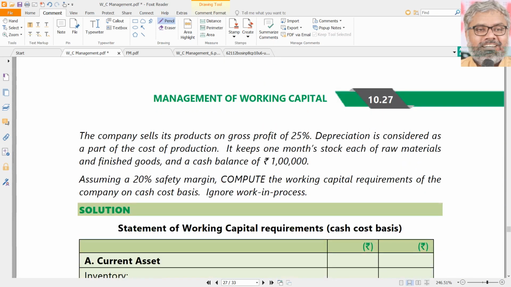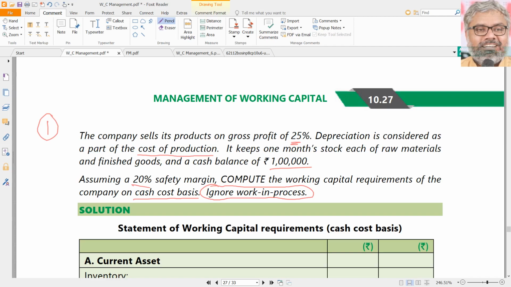The company sells its products on a gross profit of 25%. Depreciation is considered as part of the cost of production. It keeps 1 month's stock each of raw materials and finished goods and a cash balance of 1 lakh. So 1 month stock of raw materials also, 1 month stock of finished goods also. Assuming a 20% safety margin, compute the working capital requirements of the company on cash cost basis. Another important point here is ignore work in progress. When it is given ignore work in progress, ignore. That actually makes the solution easier.